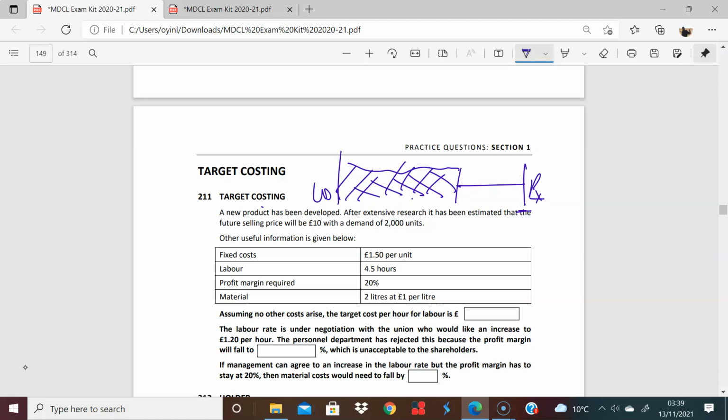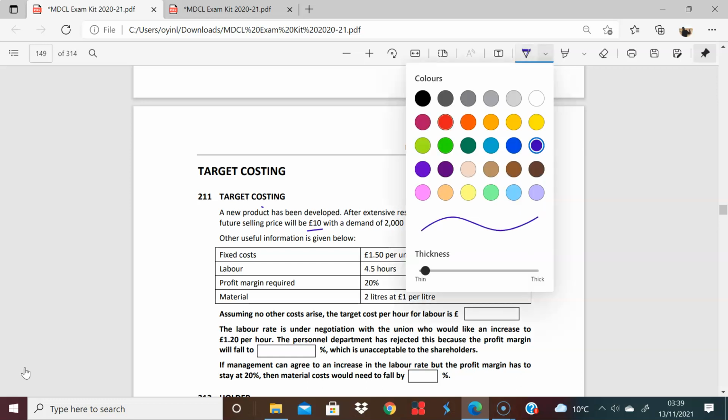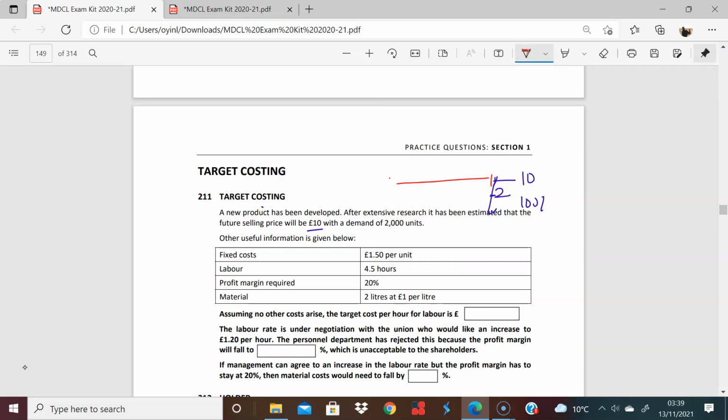So it says a new product has been developed, and after extensive research, it has been estimated that the future selling price will be £10. And it tells us the profit margin required. So at £10, which is 100%, the profit margin is therefore 20% of that, which is £2. So we are restricted to a cost structure. We can only spend £8 per unit, is what they're arguing.